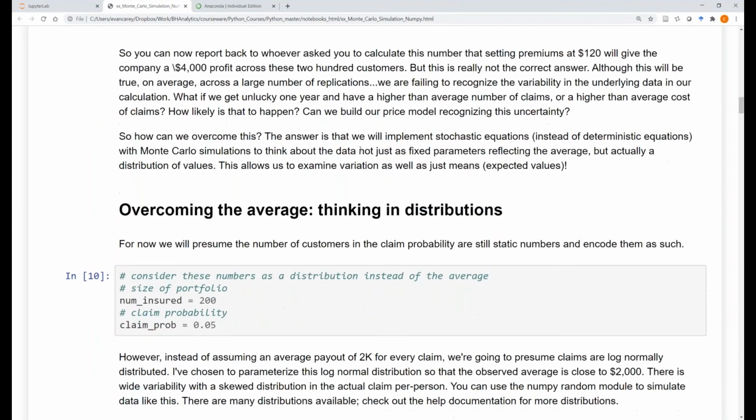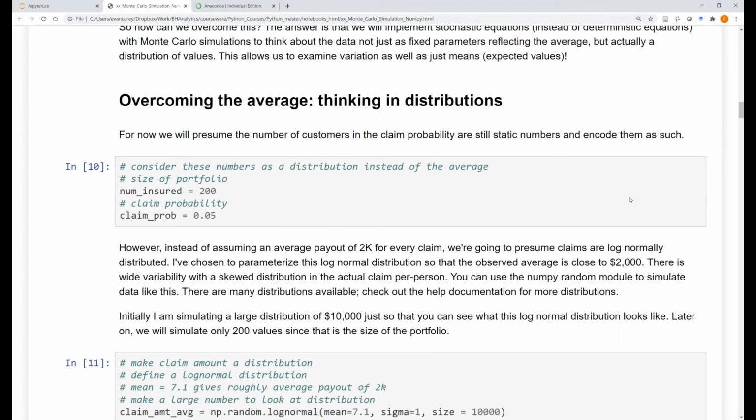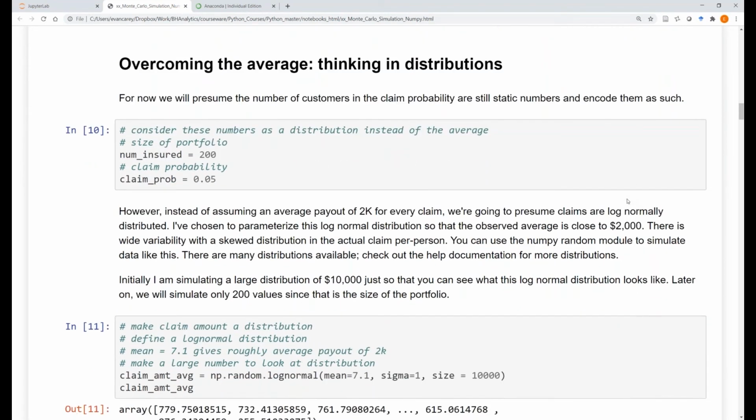All right, so how do we overcome this? Well, the answer is implement stochastic equations, not deterministic equations. And we're going to use Monte Carlo simulations from those stochastic equations to study the distribution of potential outcomes, under the assumptions we've made for the stochastic equations. So we'll get a distribution of potential outcomes, and then we can summarize those potential outcomes in ways that are meaningful to the business. That allows us to examine the variation, not just the means.